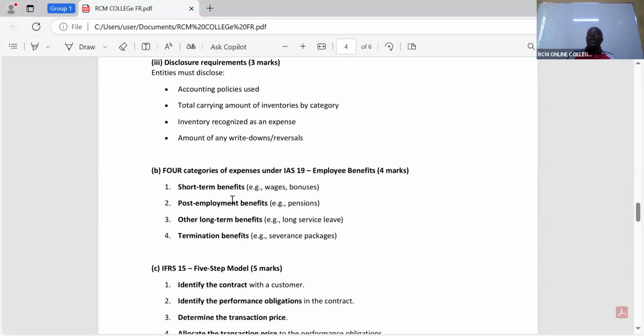Then we have other long-term benefits. These people work for us like 30 years. We'll say if you work for us for 30 years, we shall give you a long service leave or even a whole year. Once you hit your 30th year, we give you a whole year, which you are paid normal pay. If you have a policy like that, we have to think about it.